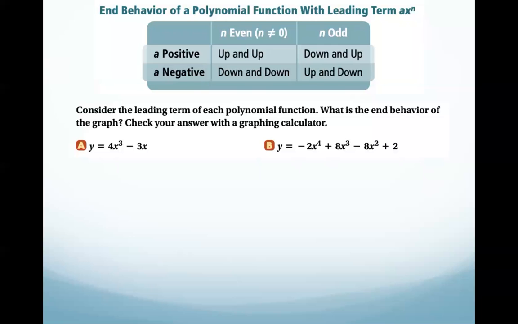Okay, so in summary, the end behavior, that's what's happening with those arrows. If our exponent is even, so this is the degree, is even, or if the degree is odd, and this is when our leading coefficient, let me try that again.